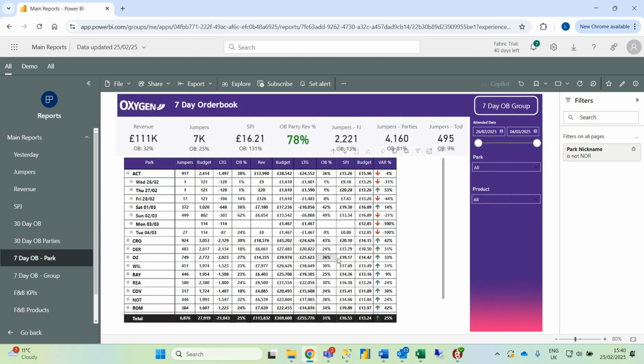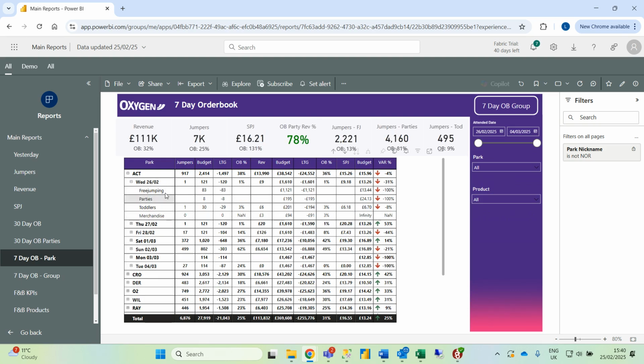Moving on to park. This is now moving into our 7-day order book. So very similar KPIs along the top, but now you're able to see the dates of the next week along the side here with your jumpers budget left to go, and then our order book percentage followed by revenue, the exact same, and then spend per jumper budget and the variance percentage of that one. And you're able to come in and drill down into the specifics of those under there.